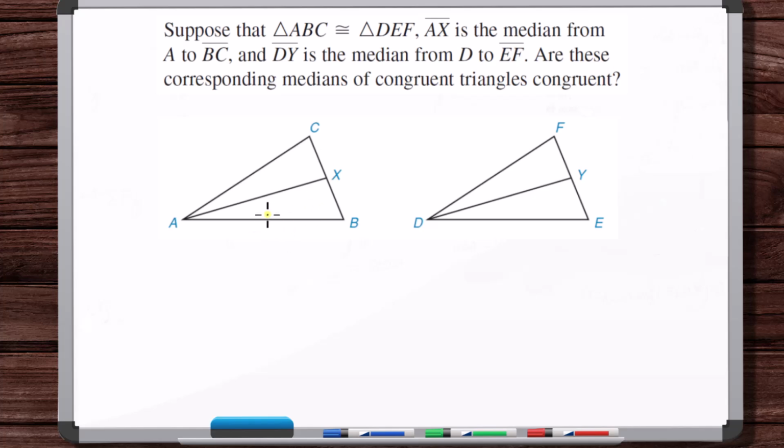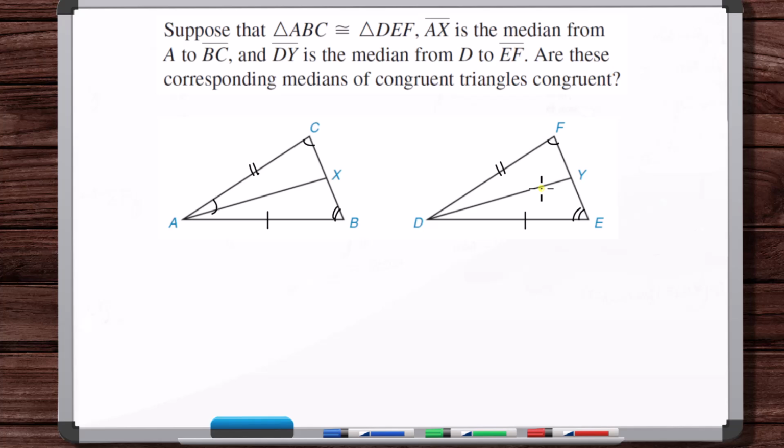So AB corresponds to DE, AC corresponds to DF, just like before. And angle C corresponds to angle F, angle B corresponds to angle E. We're talking about this congruence right here. And angle A corresponds to angle D. That's true. But that doesn't allow us to say that these angles are congruent, because we don't have any information about a bisector.